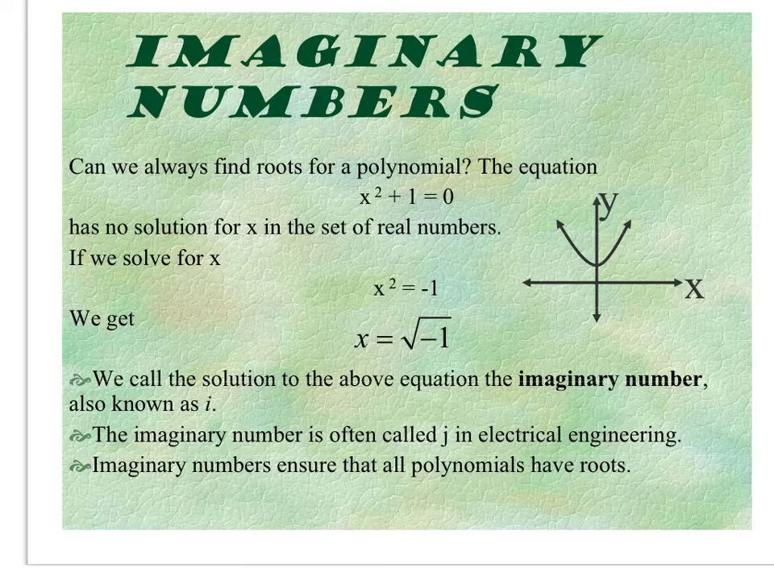When we think about imaginary numbers, we think about, can you always find roots for the equation x squared minus 1 equals 0? It has no real solutions because x squared would equal negative 1 and x would be the square root of negative 1, as seen right here. You call the solution to the above equation the imaginary number. It's also called i. The number i can be referred to as j if you're studying electrical engineering. Imaginary numbers are there to ensure that all polynomials will have roots.